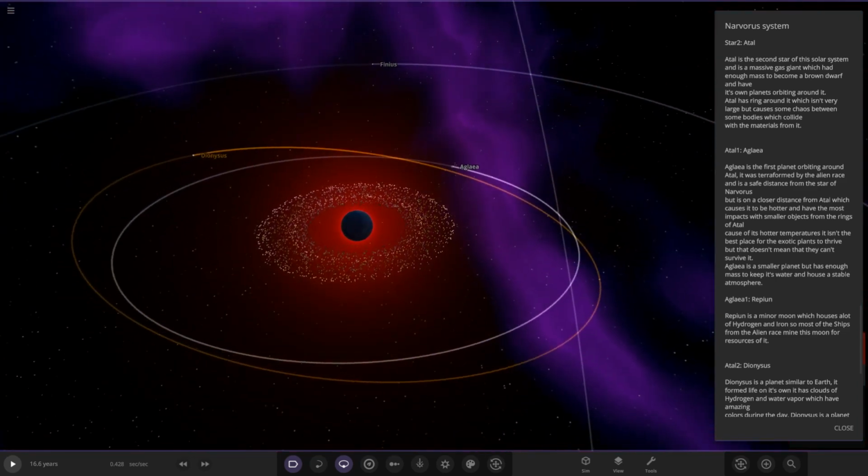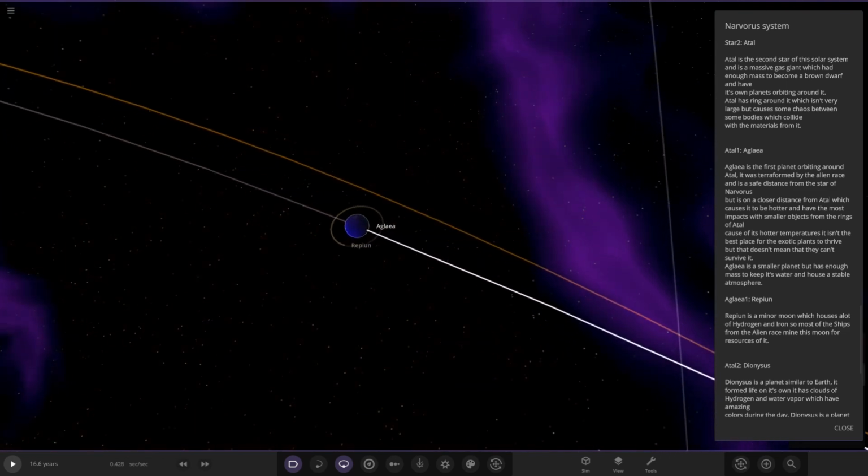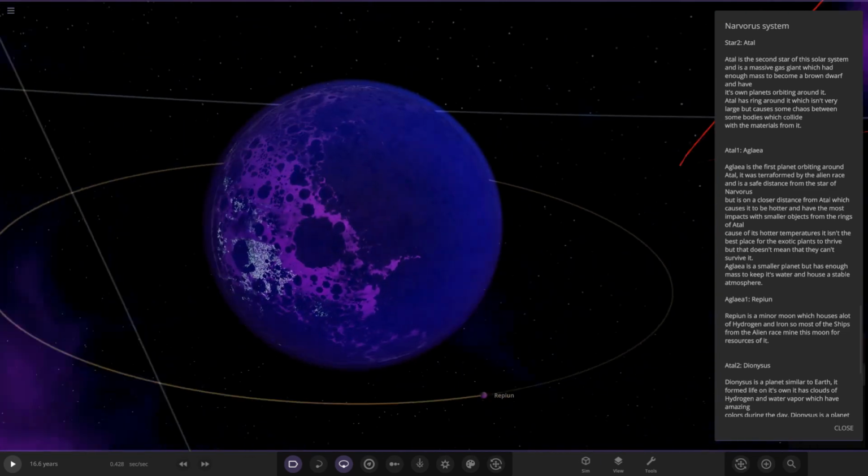Has a ring around it. Some materials. Right, cool. Right, so first up we got Algalia. It's the first planet orbiting around Atoll. Oh, that does look cool. I remember this one.